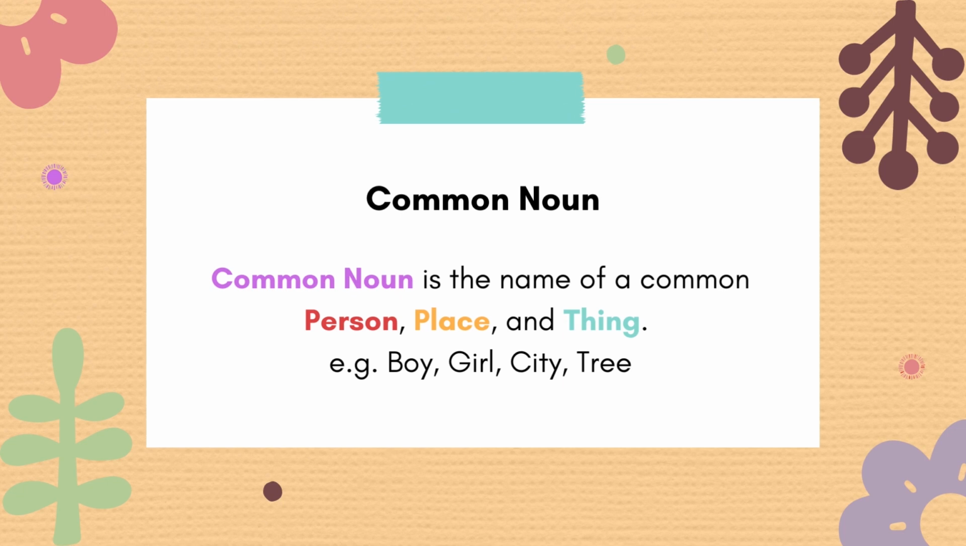First of all comes common noun. It is the name of a common person, place, and thing. For example, boy, girl, city, and tree. Common nouns are the names of common persons, places, and things.